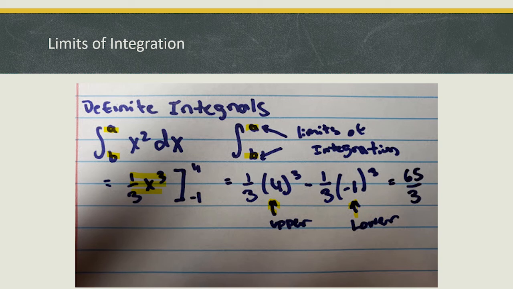4 is plugged into x cubed over here, and it is subtracted by -1, or rather the b, to show the lower limit. Solving these two, you get the solution 65/3.